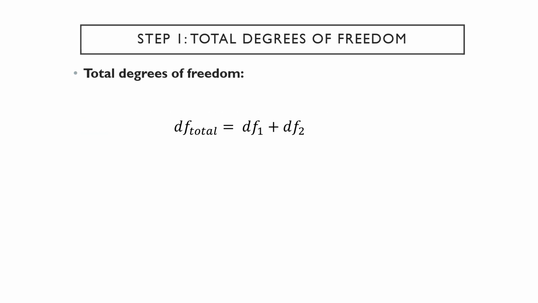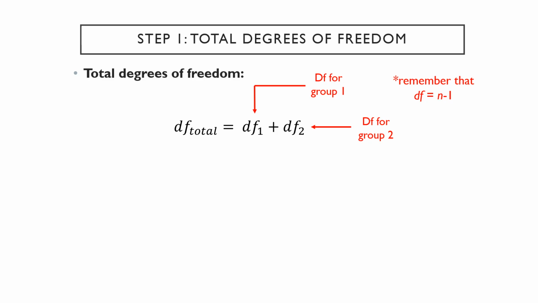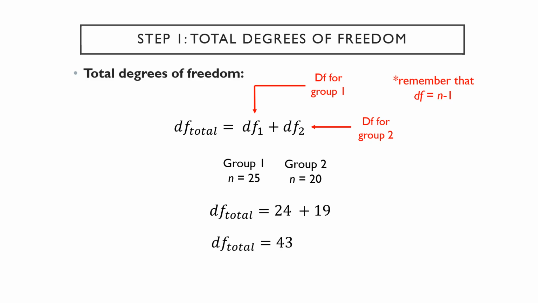We calculate total degrees of freedom by adding the degrees of freedom for group 1 plus the degrees of freedom for group 2. And if you remember from the last lecture, when we have a single group we are running a t-test for, the degrees of freedom is just n minus 1. So we just subtract 1 from both groups and then add them together. So if we had two groups, one with 25 people and one with 20 people, the degrees of freedom for group 1 is 24 and the degrees of freedom for group 2 is 19. 24 plus 19 is 43.